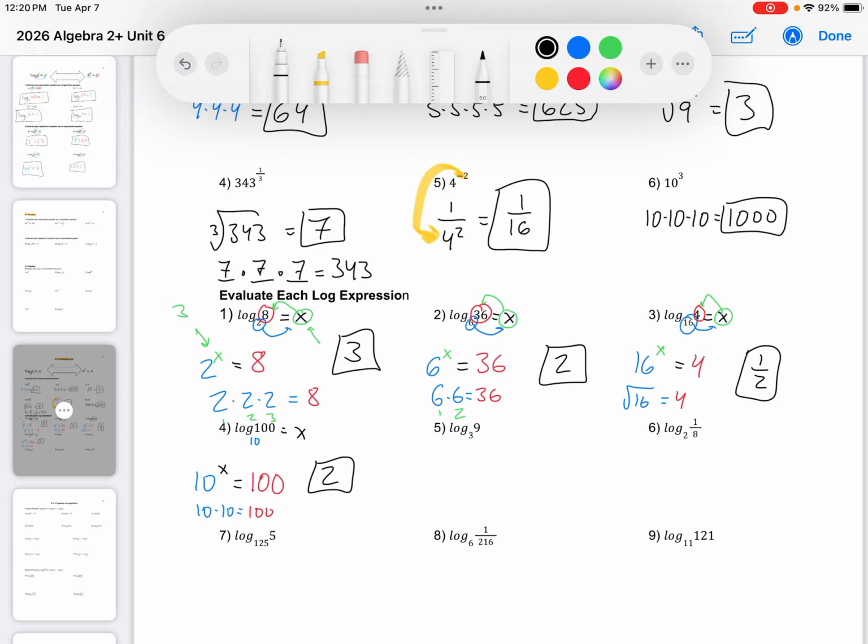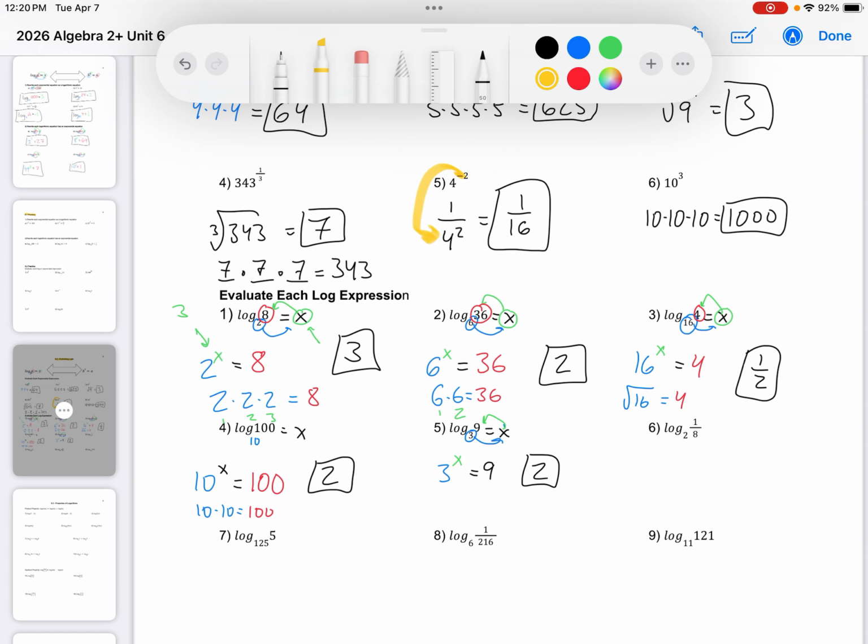For number 5, we'll say that it should equal x. So 3 to the power of x should equal 9. So what power of 3 makes it equal 9? Well, that would be 2, because 3 times 3 is 9.